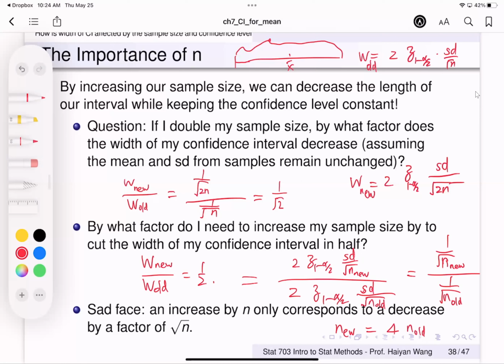So if we want the width of the confidence interval to shrink by half, then what we need is to change the sample size to be quadrupled. So basically, an increase by n would correspond to a decrease of the width of the interval by square root of n. Okay, so you can also say the width of the interval is inversely proportional to the square root of n.